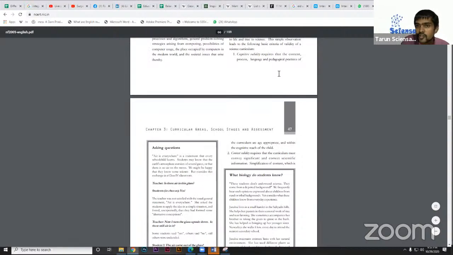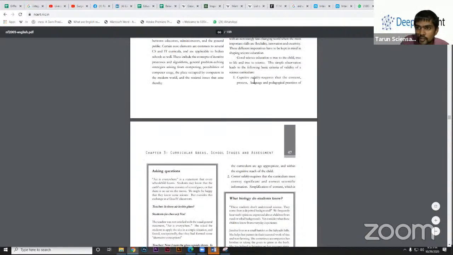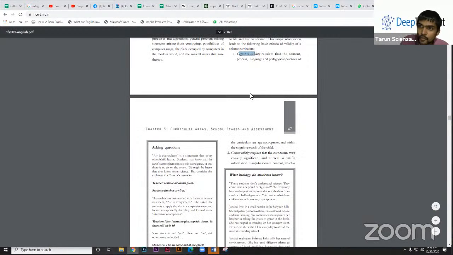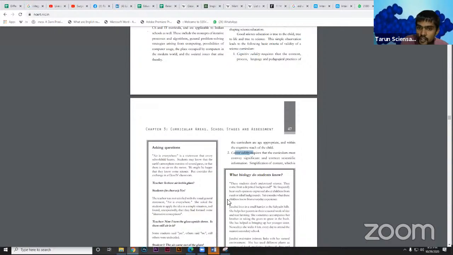Then there are 6 criteria which they're saying have to come in to evaluate the science curriculum. Cognitive validity: does the child have the brain development in place to do that? Content validity: is the content legit?